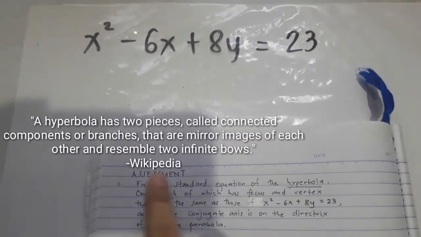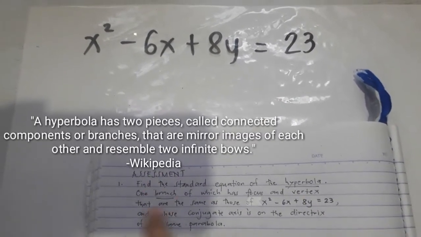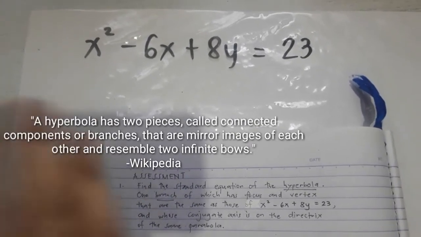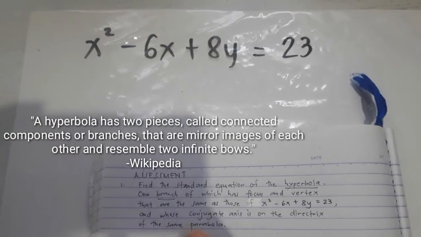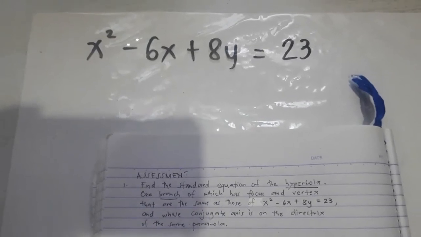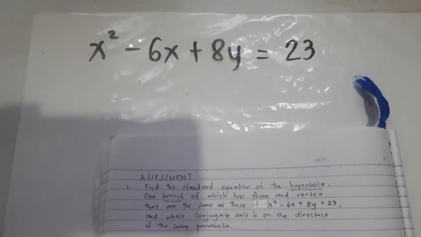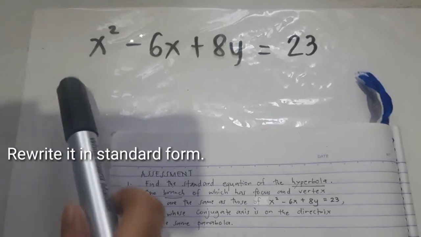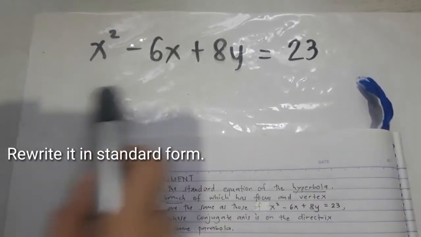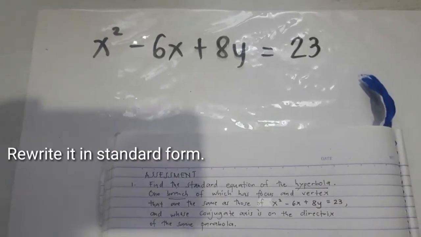When we say one branch, that means one of the curves, because if you still remember, a hyperbola consists of two curves, one opening to the left and right, or the other opening up or downward. Now, what we have to do first is to rewrite this given equation of the parabola into standard form.